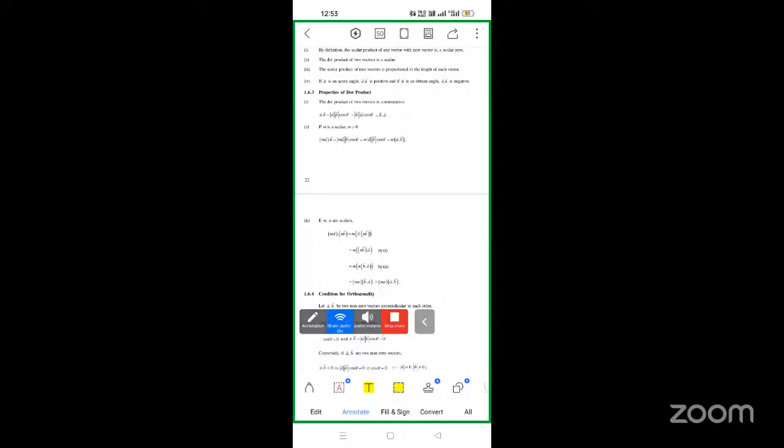So, properties of dot product. The dot product always satisfies the commutative property, that is A bar dot B bar equals B bar dot A bar. Next, the second property, m into A bar dot B equals m into A dot B. Next, the third property, m into A bar dot n into B bar equals m into n, where m and n are scalars, into A dot B.